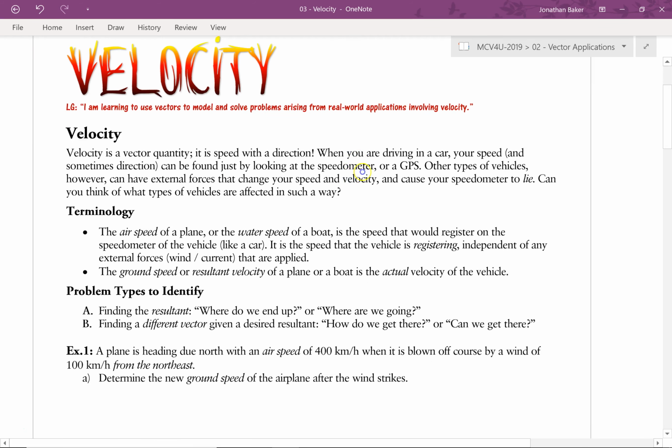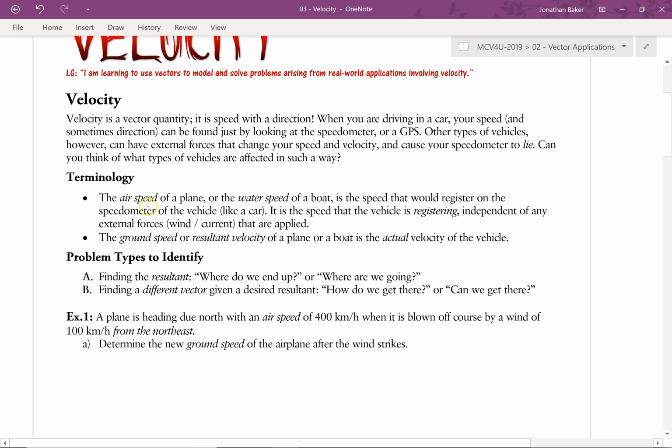So first, a bit of terminology. The air speed of a plane or the water speed of a boat is the speed that would register on the speedometer of the vehicle, like a car. So this is the speed that the vehicle is registering independent of any external forces like wind or current that are being applied. Air speed or water speed. Whereas, in contrast, the ground speed or resultant velocity of a plane or a boat is the actual velocity of the vehicle with those factors.